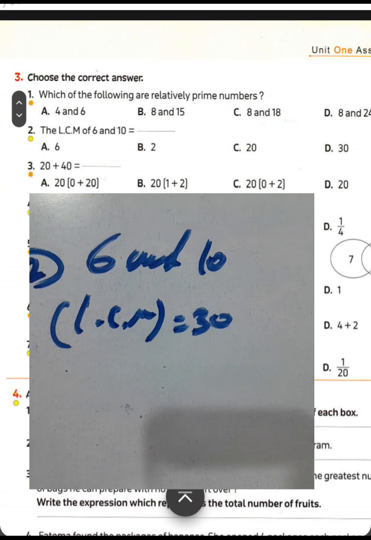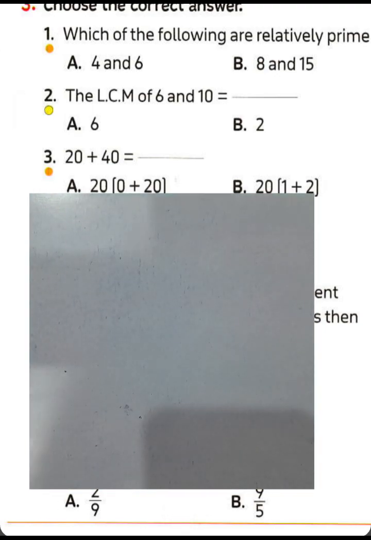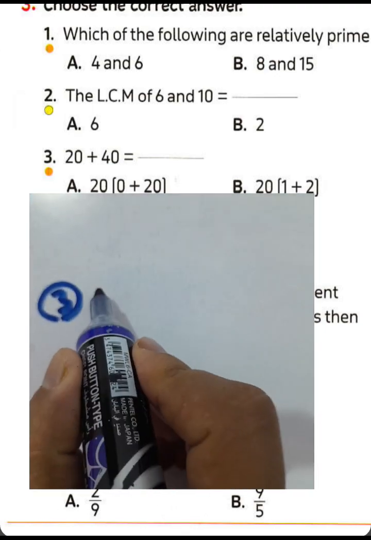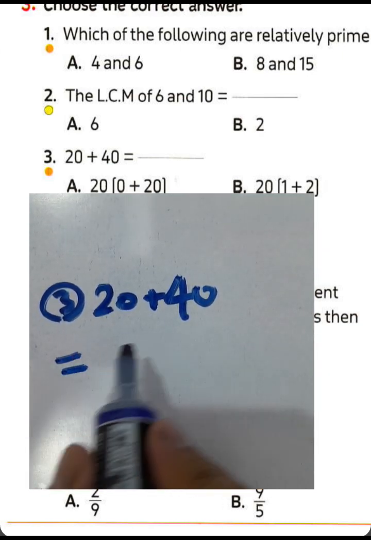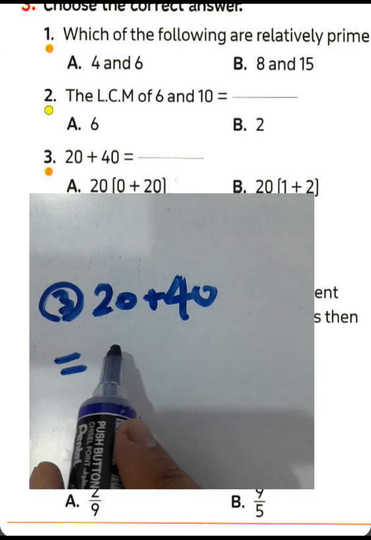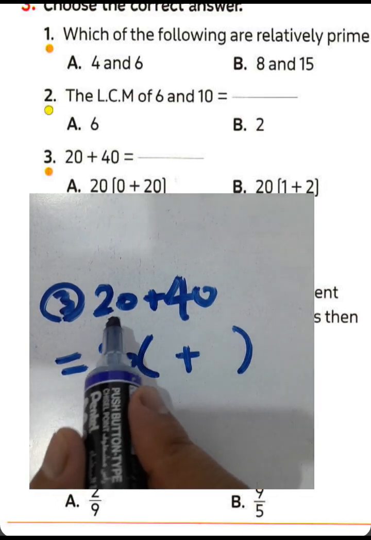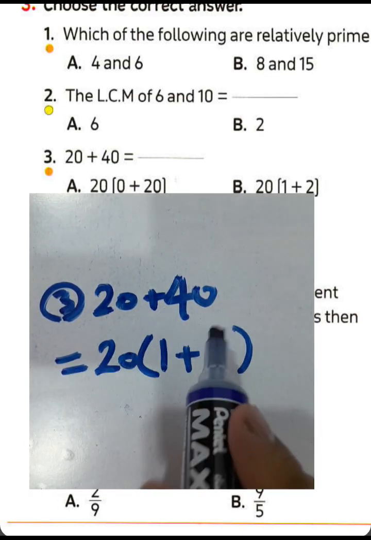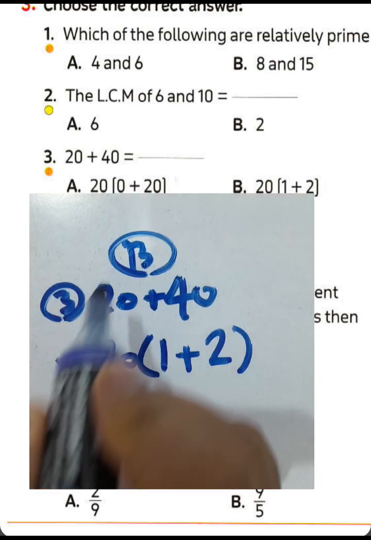Question number 3. 20 and 40. Who can tell me the highest common factor between them? 40 can be divided by 20, then we can write 20 outside here. Highest common factor between two numbers. 20 divided by 20 equal 1. 40 divided by 20 equal 2. Then the result will be letter B. You must choose letter B about question number 3.